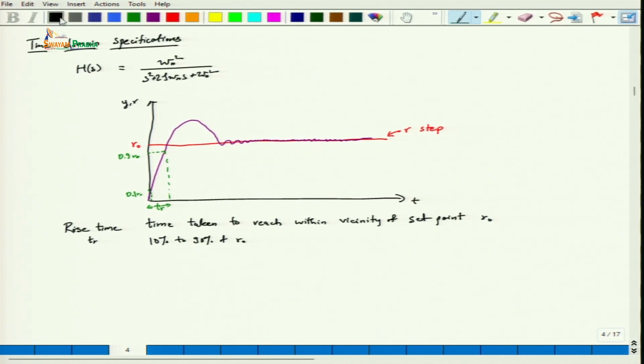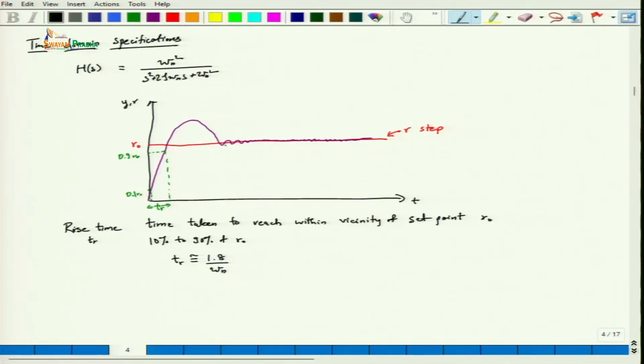For this simple second order system, this rise time can be approximated as 1.8 divided by omega n. Now, rise time is the first characteristic, that is the first time domain specification, which can be used to characterize the response Y of this particular system.